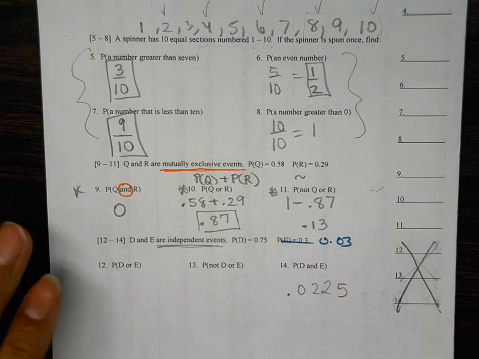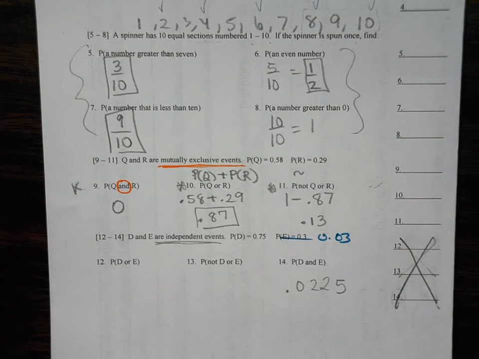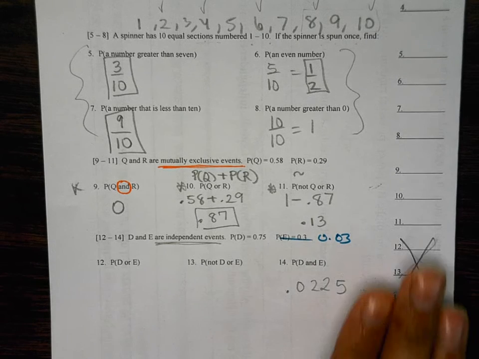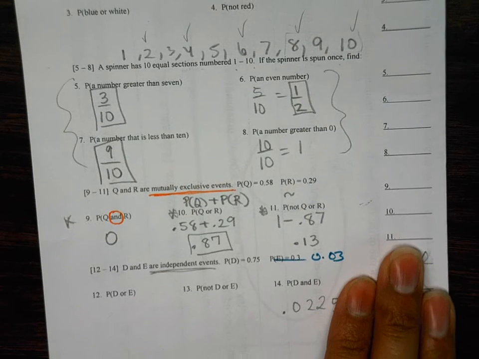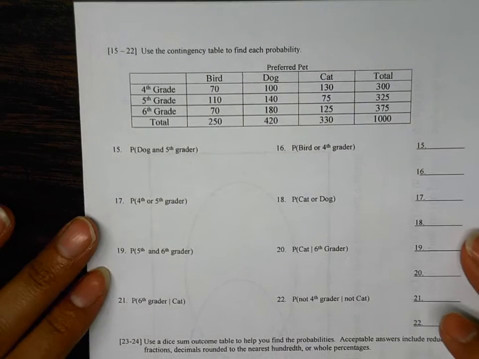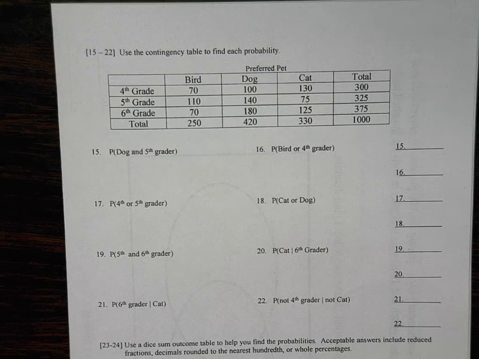Okay, continuing. Questions from this page? We did cross these out. No other questions? Let's flip over to the next page. All right, 15 through 24. Actually, let's start up here first, 15 through 22.